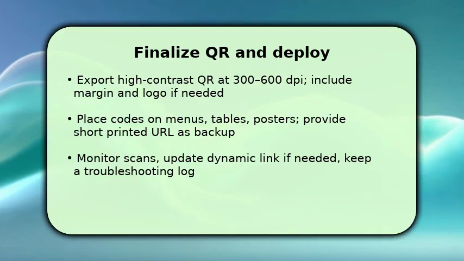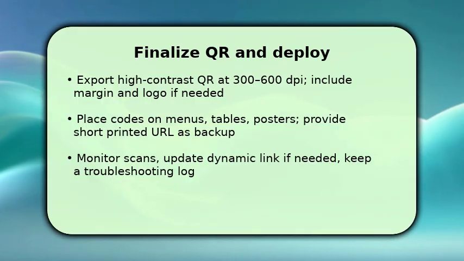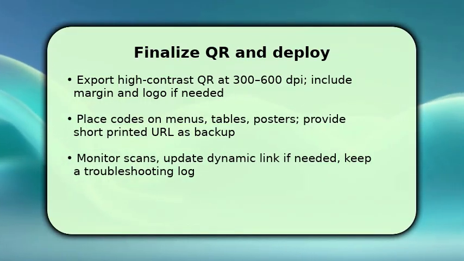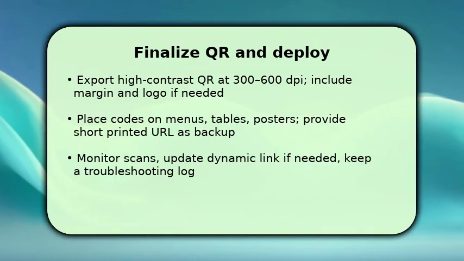Place codes where they're visible: table tents, entrance posters, laminated menus, and include a short printed URL as a fallback. Once live, monitor scans and page metrics. Update the dynamic target if you change menus.